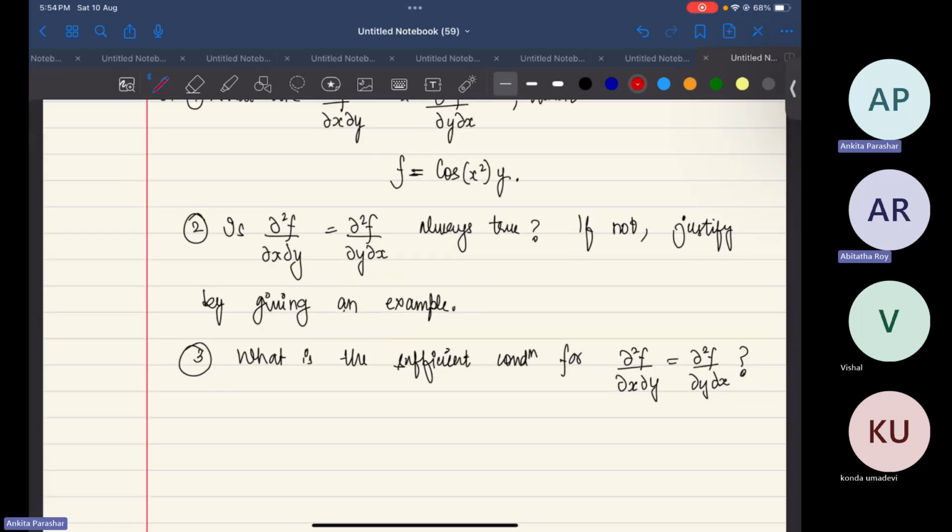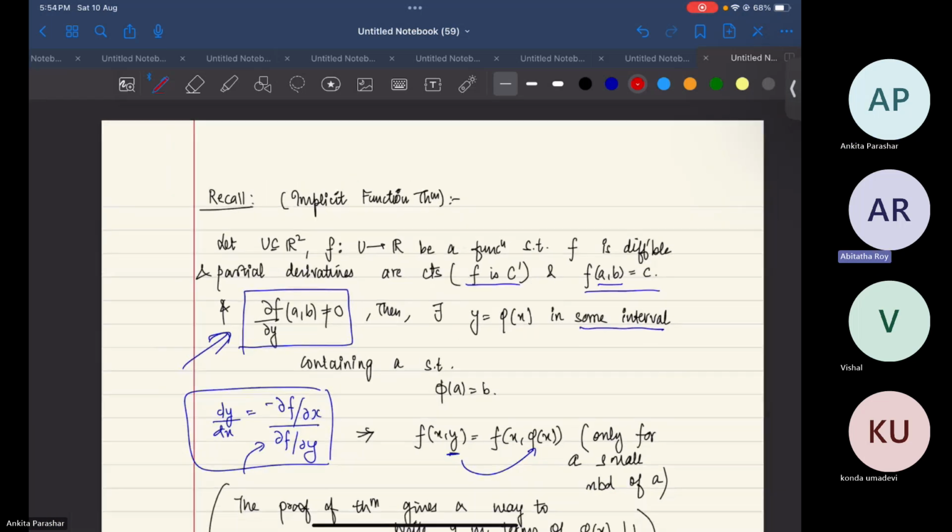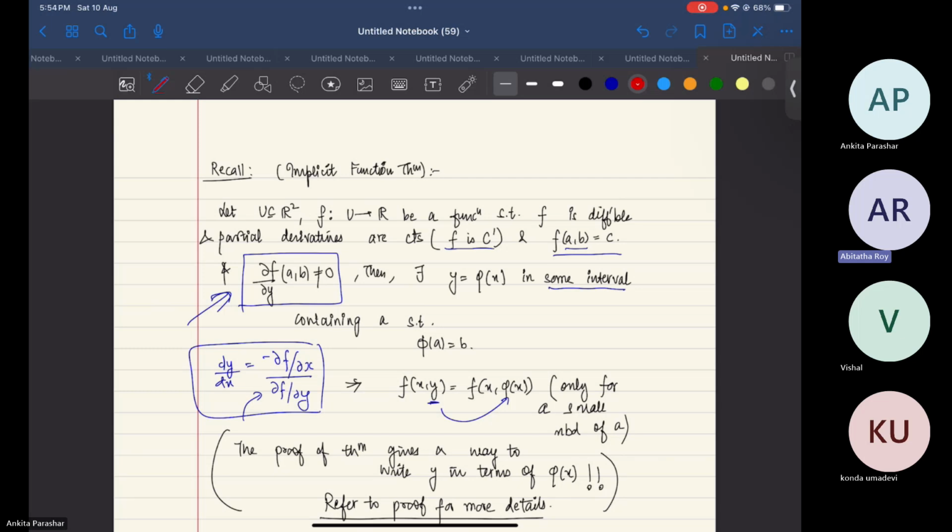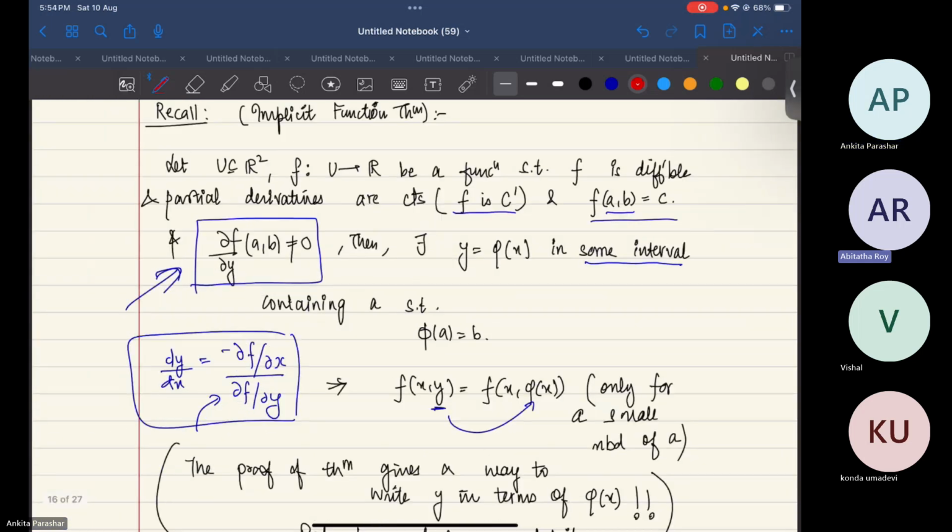Okay, so by the theorem, it is proven that only when del f by del y is not equal to 0, we can find a neighborhood where y will be equal to f of x. And if you change your neighborhood, your phi may also be different.